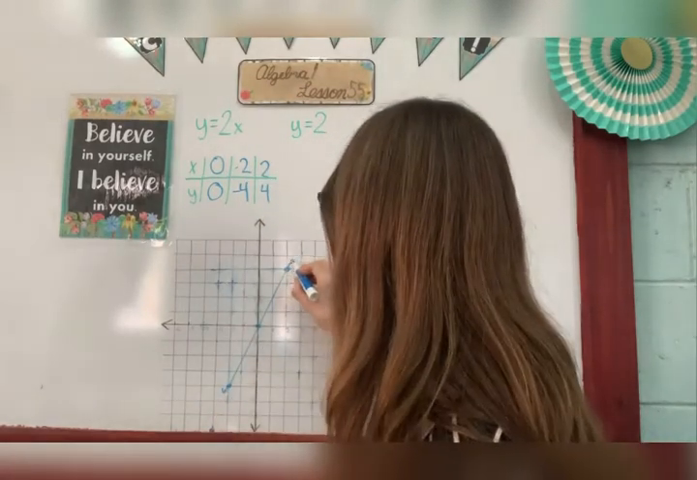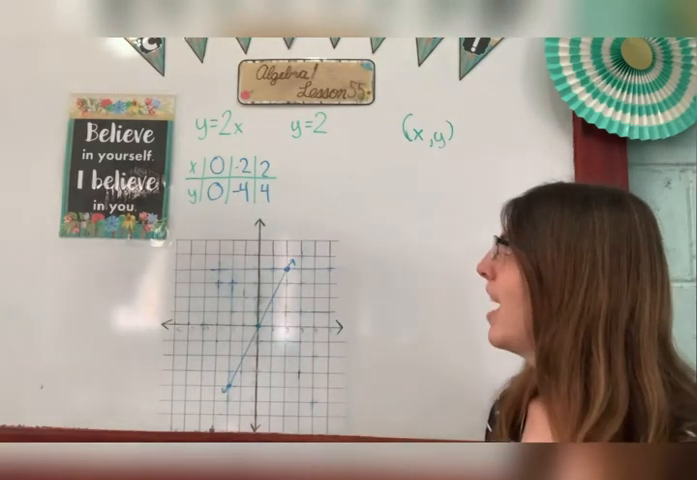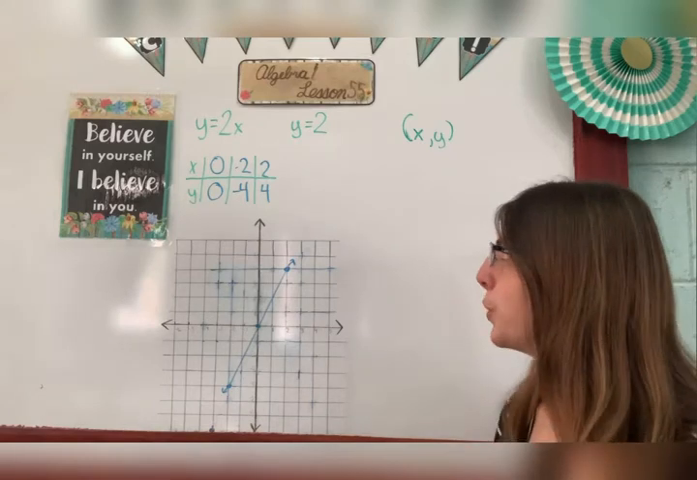Now I put these little arrows on the end to show that really my line keeps going in either direction. Now I'm going to graph y equals 2.